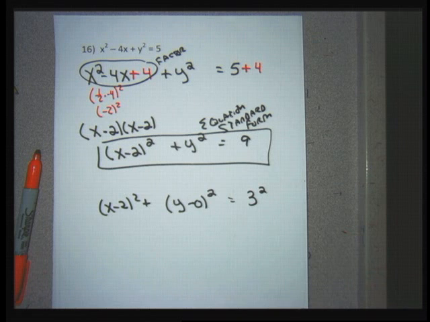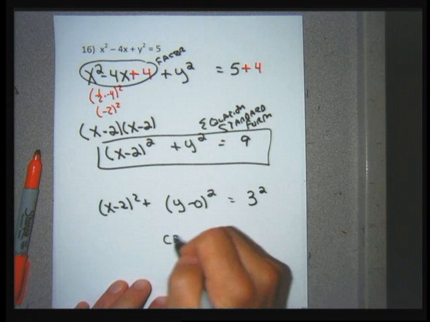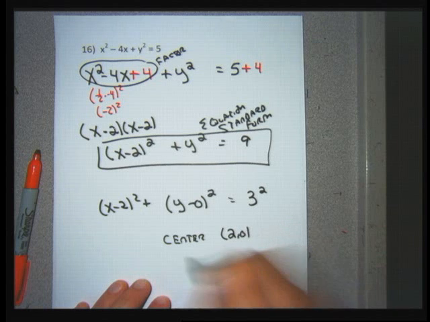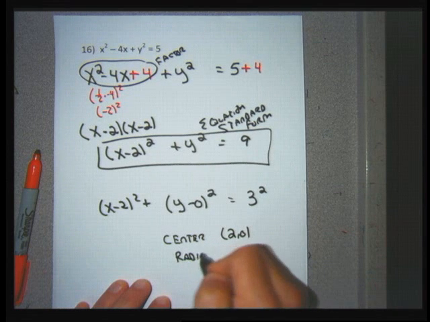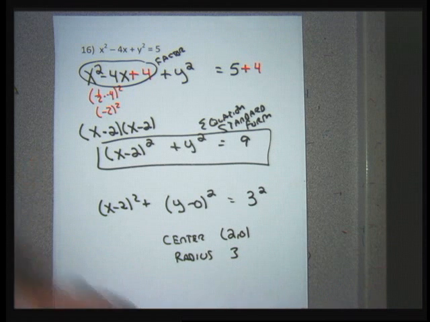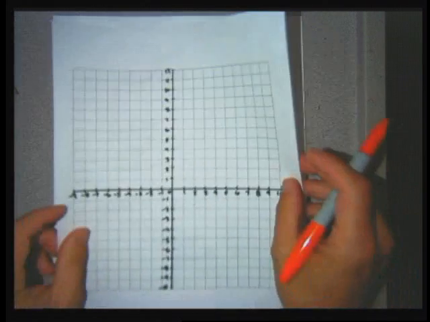When I go to sketch my graph, I just need to know the center. In this case, the center is going to be 2, 0. I need to know the radius, which is going to be 3. So I'm going to dig out my graph paper. I'm going to plot the point 2, 0, go up, down, left, and right 3, and make something that more or less resembles a circle.